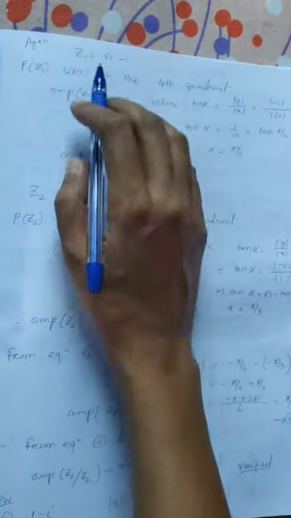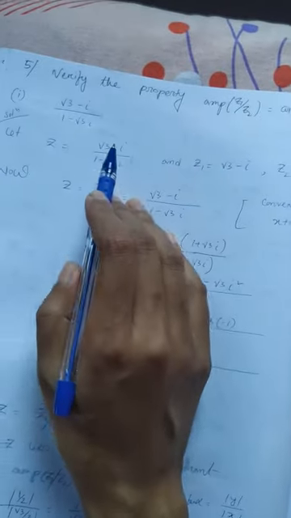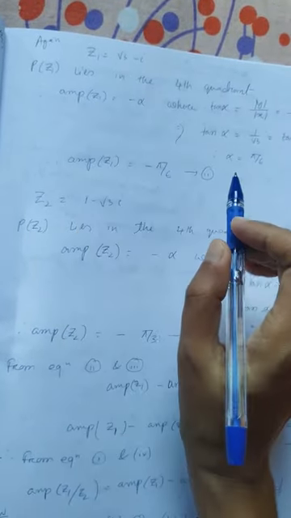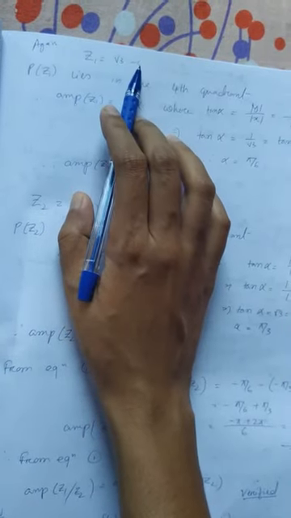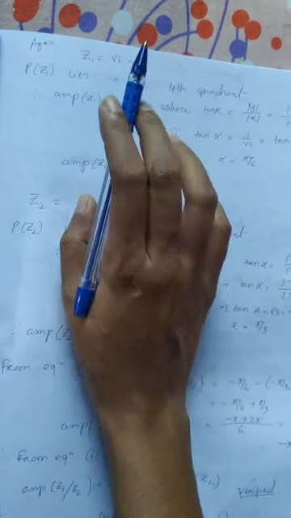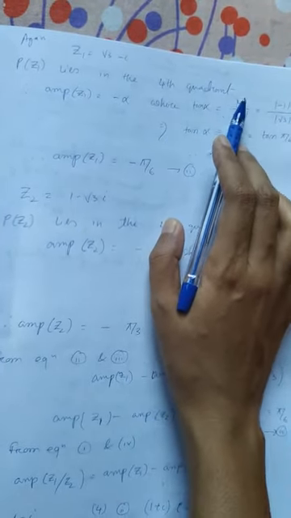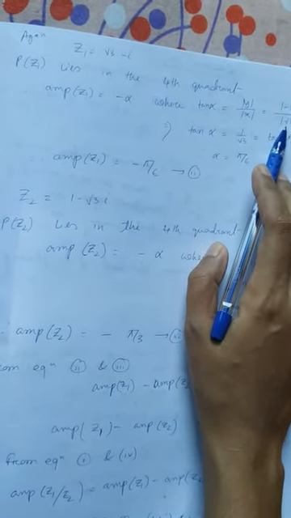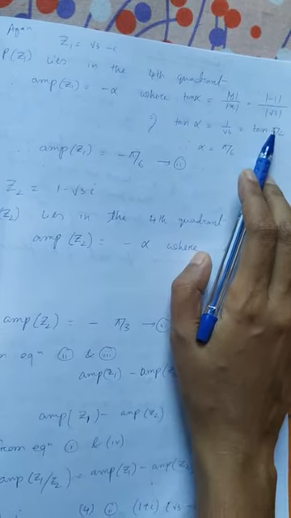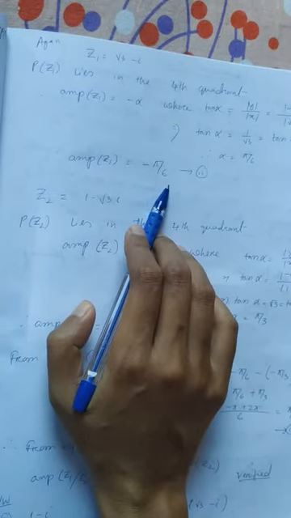Now you see again z1 equals root 3 minus i. So for this I will have to find the value of the amplitude of z1. Here x is positive, y is negative, so it will lie in the fourth quadrant. In the fourth quadrant, amplitude of z1 will be equal to minus alpha, where tan alpha equals mod y by mod x. So mod y is 1, mod x is root 3. So from here I will get tan alpha equals 1 by root 3, so alpha equals pi by 6. So amplitude of z1 will be equal to minus pi by 6.